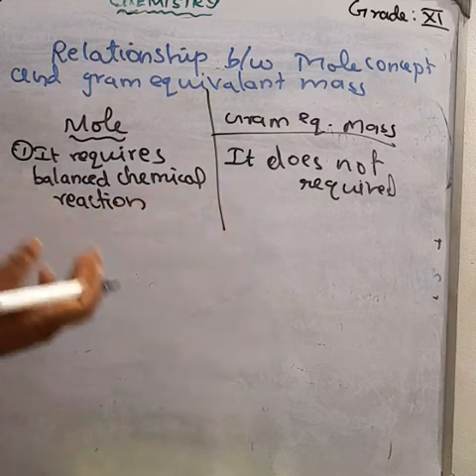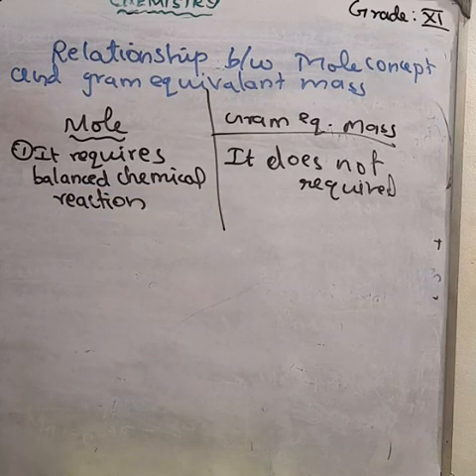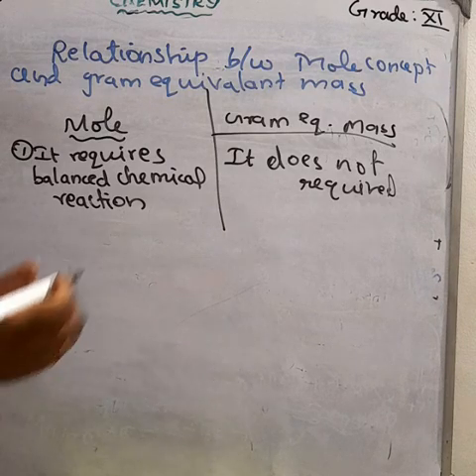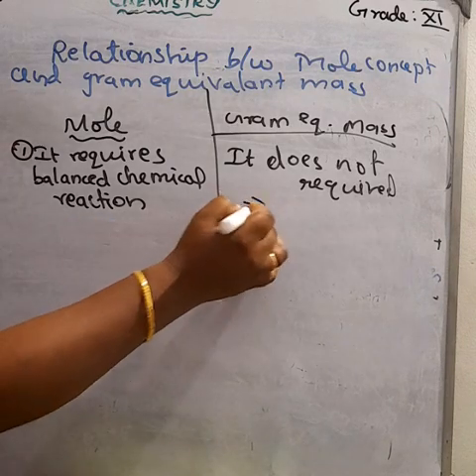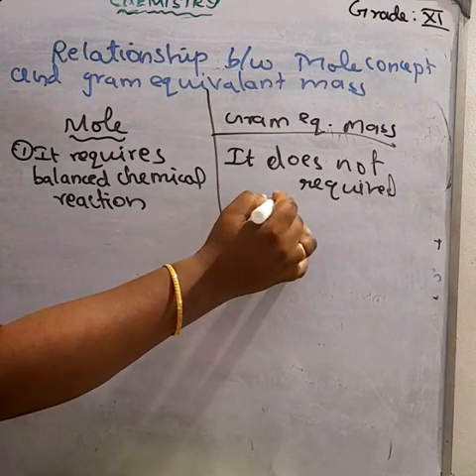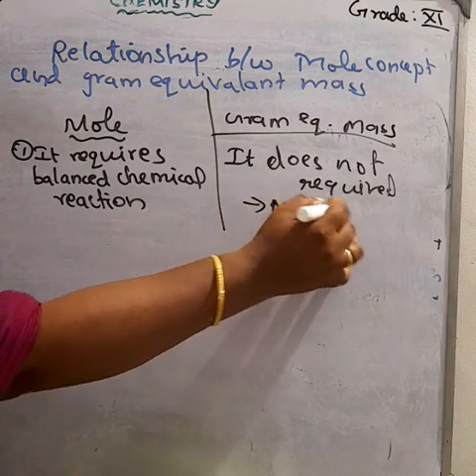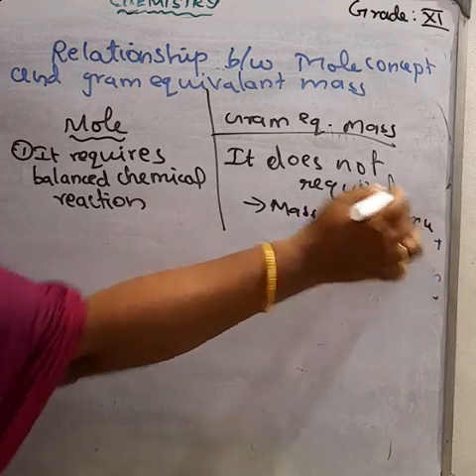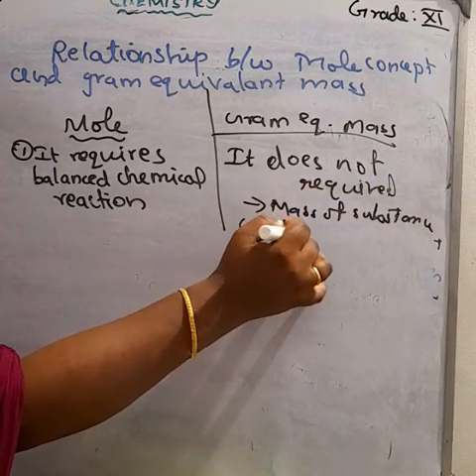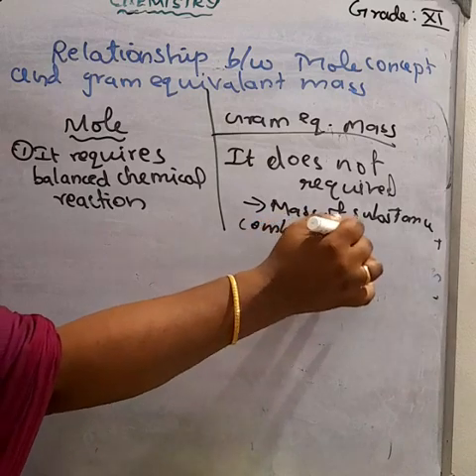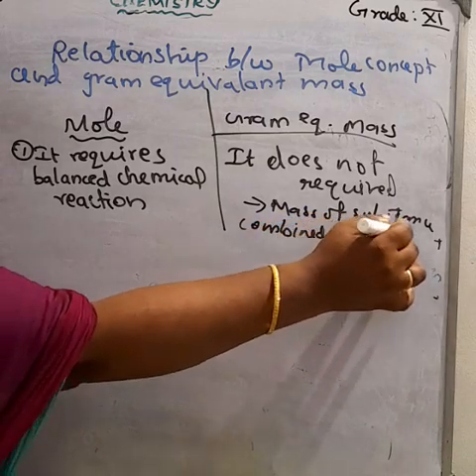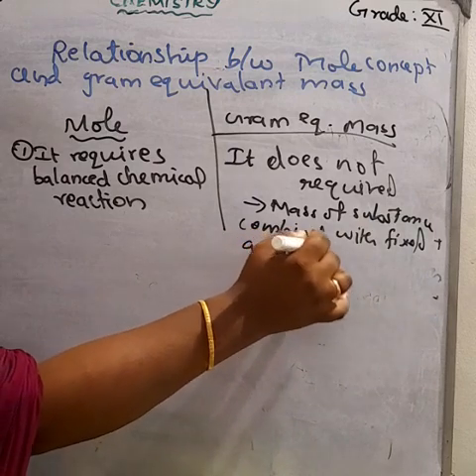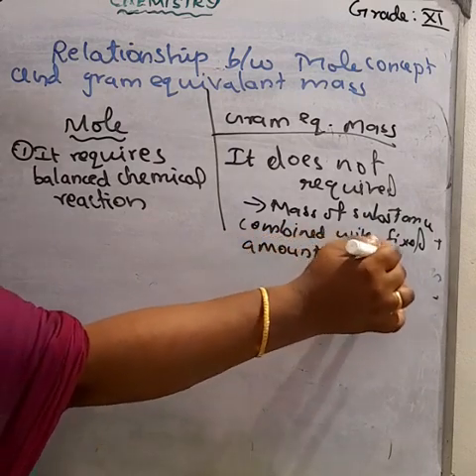What do you mean by gram equivalent mass? It is the mass of the given substance that combined with or displaced a fixed amount of another substance. That is the gram equivalent mass. But for the mole concept, we require the balanced reaction. The gram equivalent mass we do not need it. Understood?